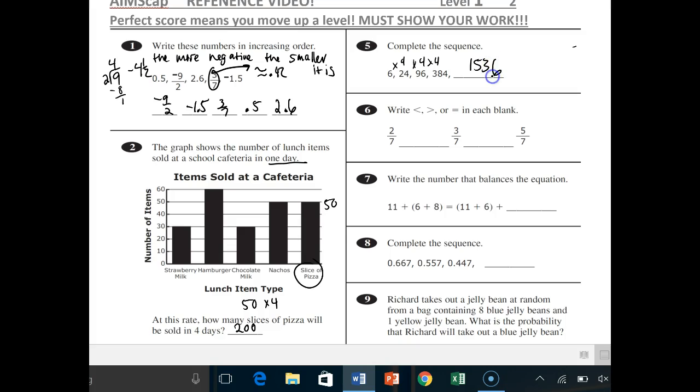Comparing fractions when they have the same denominator is super easy. Just look at the numerator, right? Is 2/7 going to be greater than or less than 3/7? Well, obviously 3/7 is going to be greater than. And then is 3/7 going to be greater than or less than 5/7? Obviously 5/7 is going to be greater than.